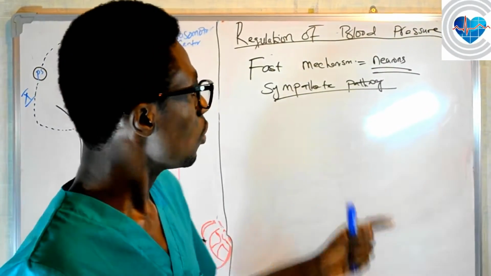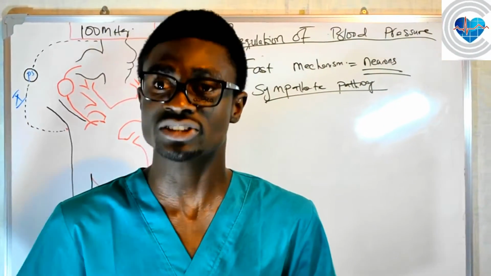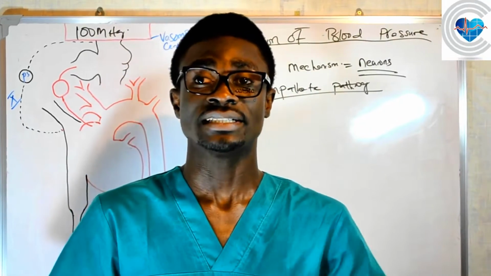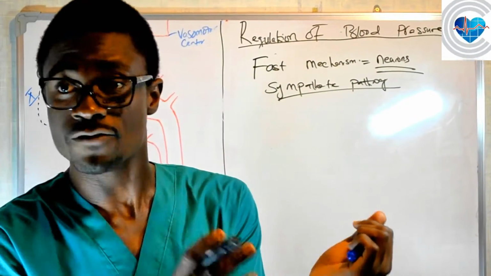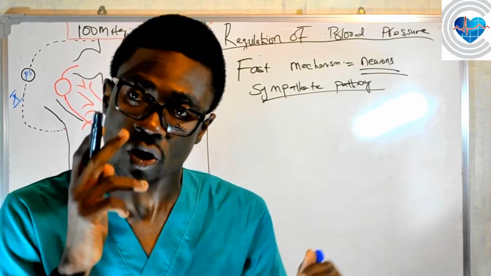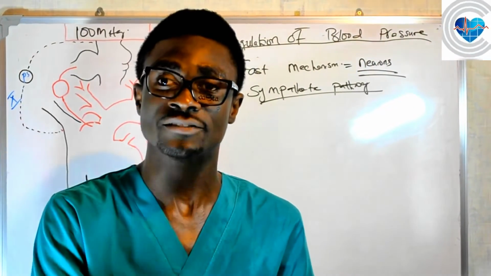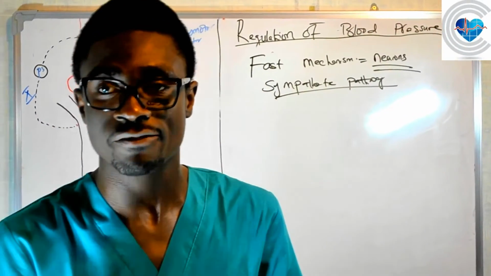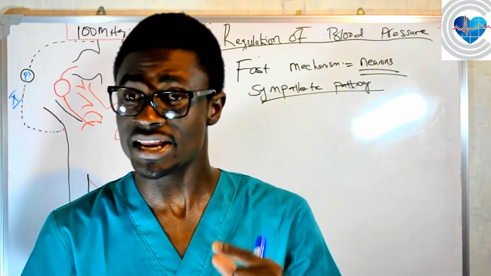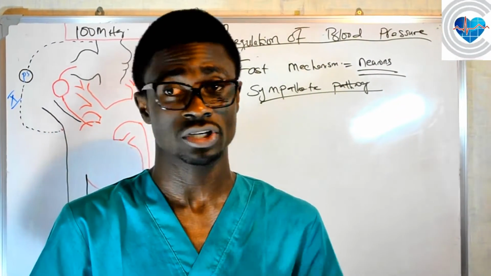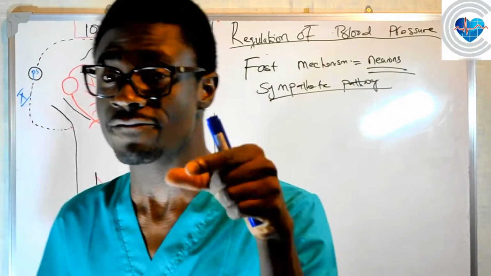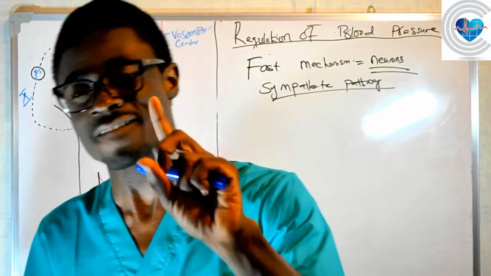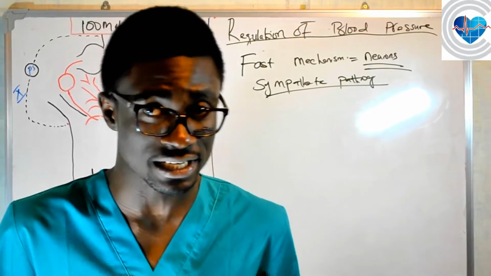So when somebody is stabbed, first of all there will be loss of blood, right? That particular individual is going to lose a certain volume of blood. And when he loses a certain volume of blood, trust me, there's going to be a fall in pressure.